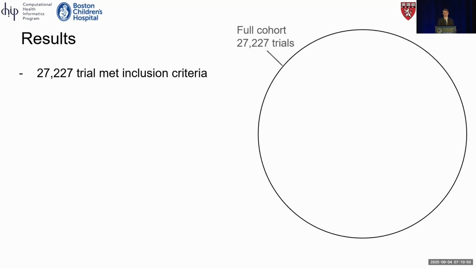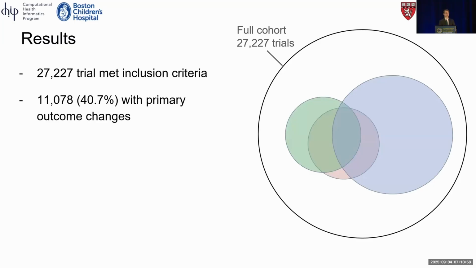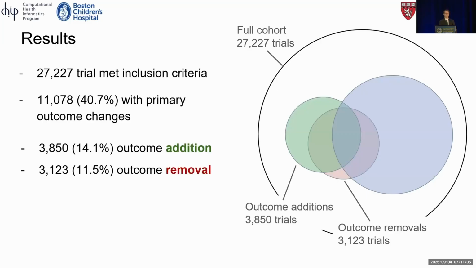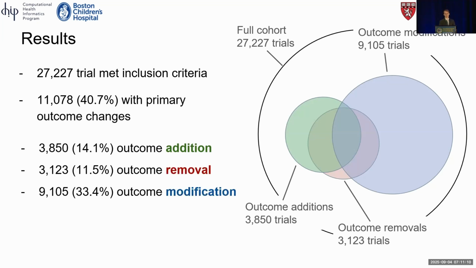So here's what our model found. 27,227 trials met our inclusion criteria, and among those trials, 40% of them had a change to their primary outcomes in at least one of our 3 categories. So 14% of trials added a primary outcome, 11% of trials removed a primary outcome, and 33% of trials had a substantial modification to one or more of their primary outcomes. Also, more than 4% of trials showed all 3 types of changes.